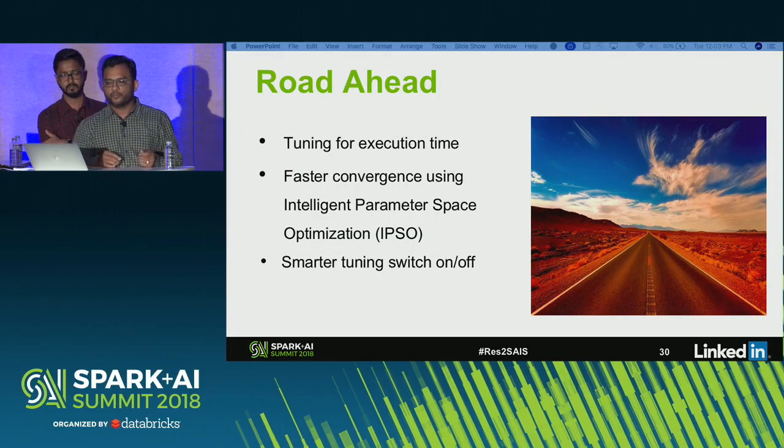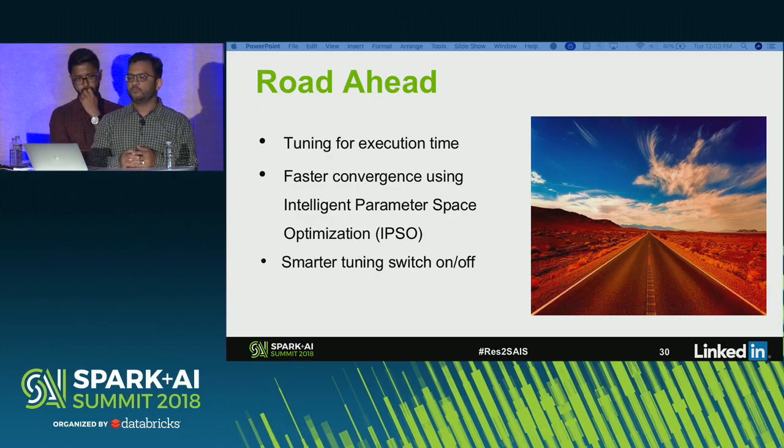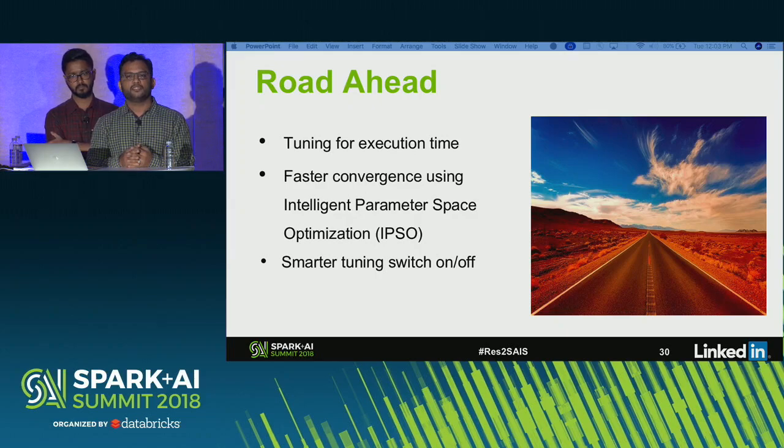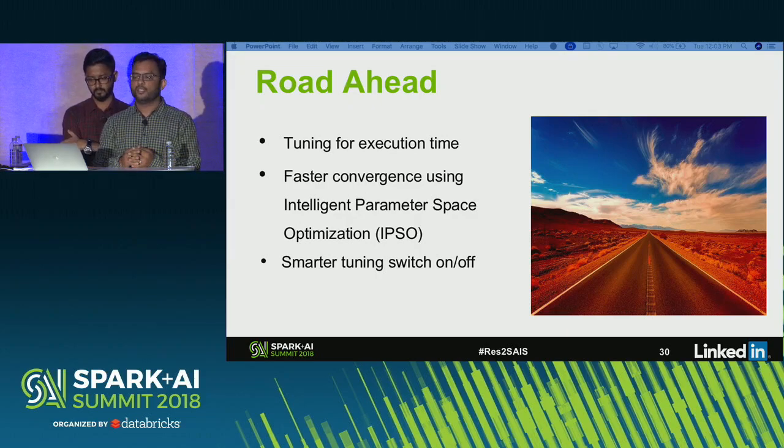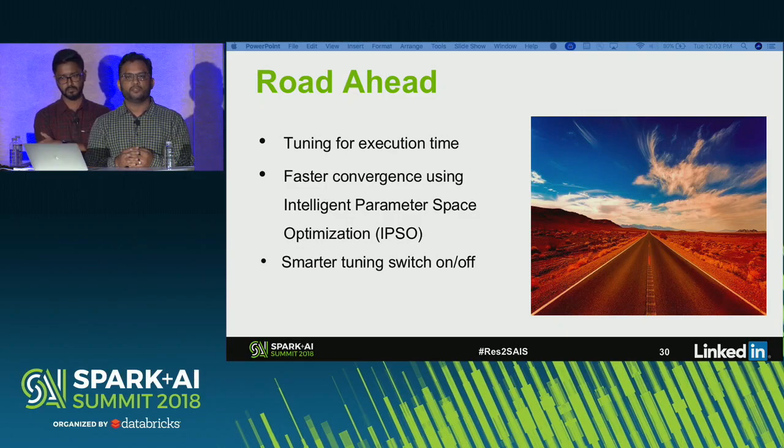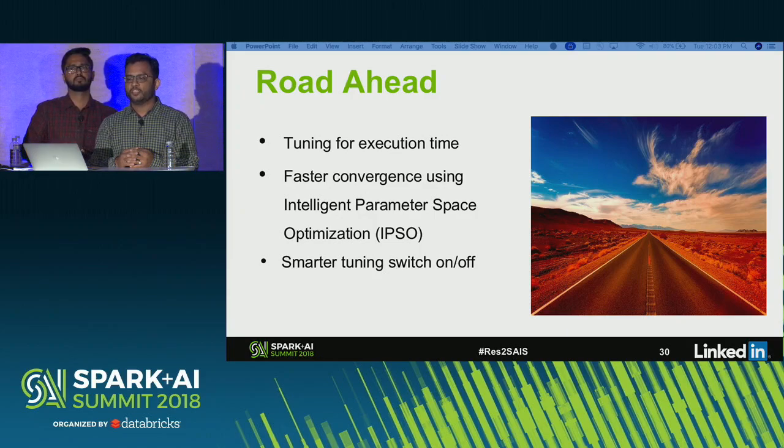These are some of the features that we are working on. We have already done some POC on the resource usage, and some jobs are running in production for Pig. We want to do it for execution time as well. We are working on that. There's one algorithm that we are working on, which is called intelligent parameter space optimization. This is for faster convergence.